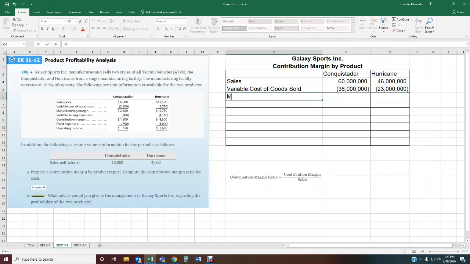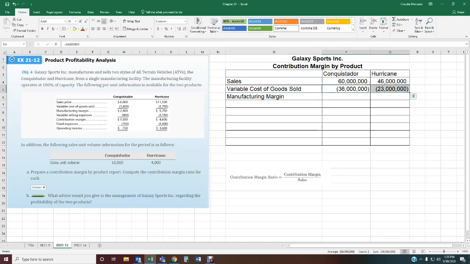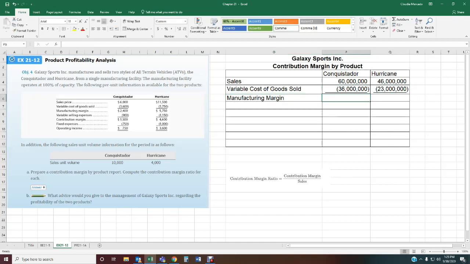Now I can calculate my manufacturing margin. Your manufacturing margin is the sales minus the variable cost of goods sold. So what do we do? Well, we got 60 million minus 36 million. That gives me 24 million. 46 million minus 23 million. That gives me 23 million.